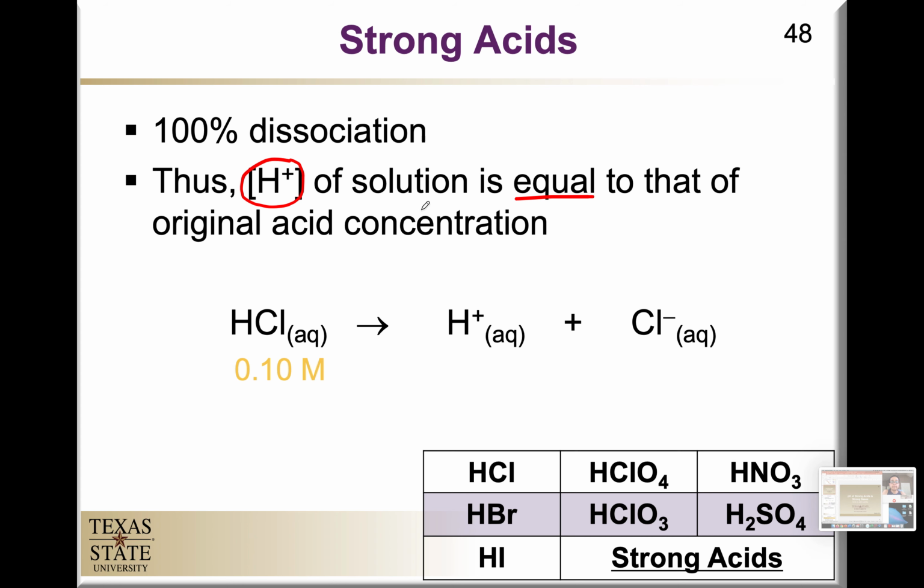So for example, if I tell you that you have a 0.1 molar solution of HCl, what that really means is that all of it has dissociated, and in fact what you have is 0 of that HCl because all of it has separated into hydrogen ions and chloride ions. And because of that, the concentration of the hydrogen ions is equal to the concentration of the original acid, which was 0.1 molar. Just to remind you, these are the 7 strong acids that you need to know, and you need to know them by name and by formula.